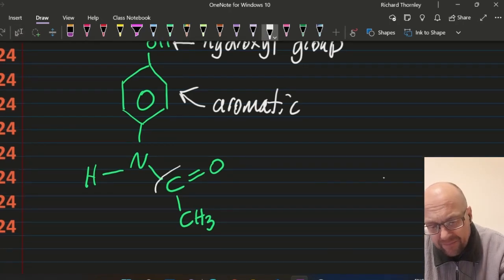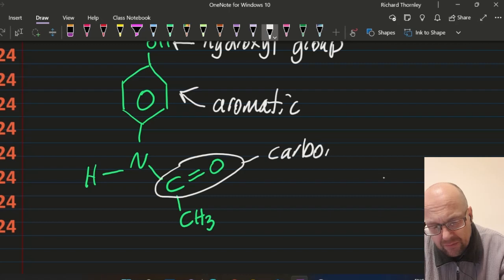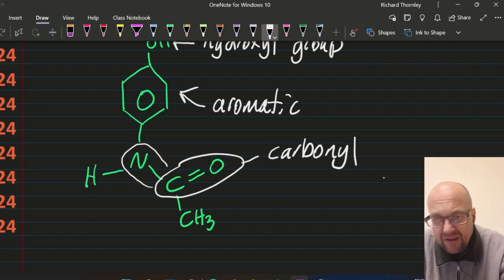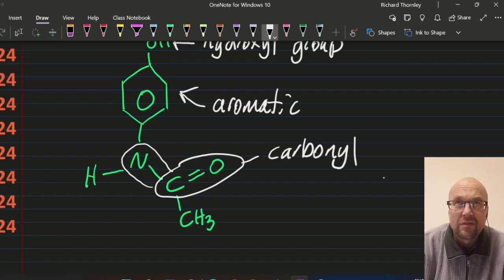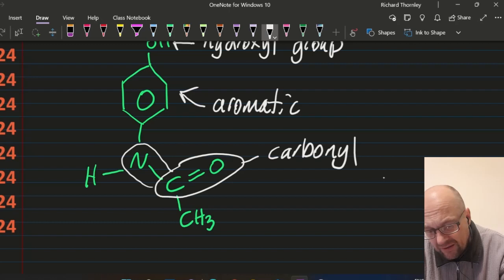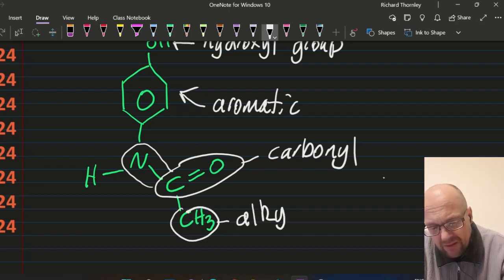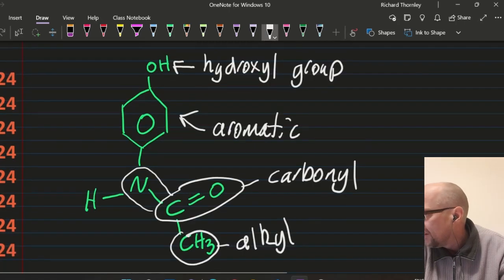This here is actually a carbonyl group. But if it's attached to this nitrogen here, it's an amide group, which is not IB chemistry anymore, SL. This cheeky thing here is an alkyl group. It's methyl. Alkyl is methyl. So what's going on?